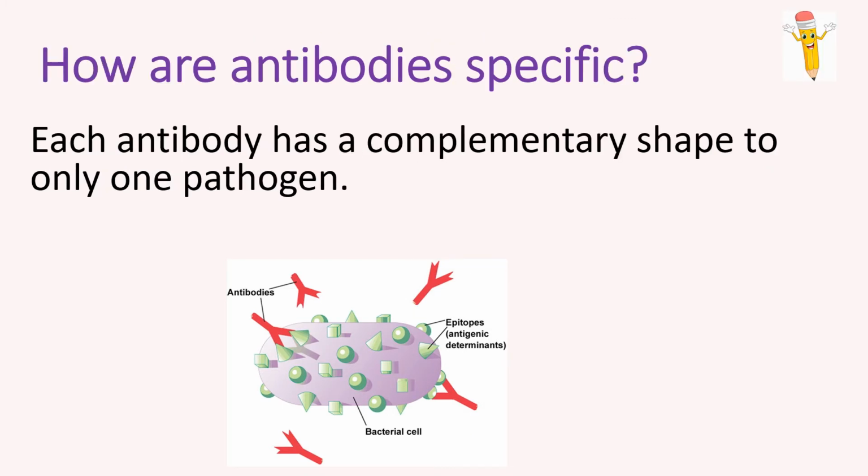So what does it mean by antibodies are specific? So each antibody has a complementary shape to only one pathogen. Now you should have heard the word complementary shape when we talked about hormones, also when we talked about enzymes, and when we talked about DNA. So if you get asked how are antibodies specific, your answer needs to be that each antibody has a complementary shape to only one pathogen.